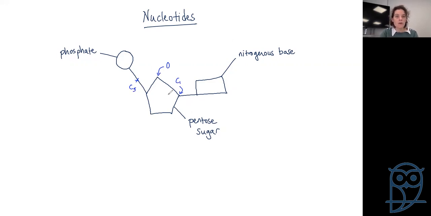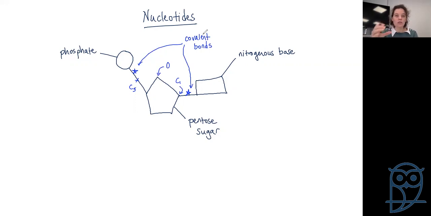So we don't need to know the exact detail of the structure of the sugar, but we do need to know where these carbons fit in, because that helps us to understand the structure and the bonding within the DNA. So we have beautiful covalent bonds here, of course. We have a star there, and we have a star here. And those are our covalent bonds. So we have a really strong molecule here.